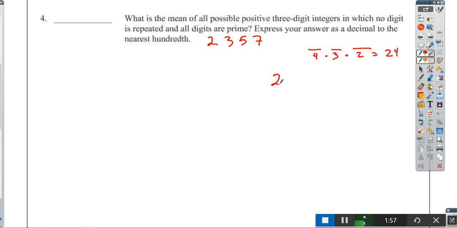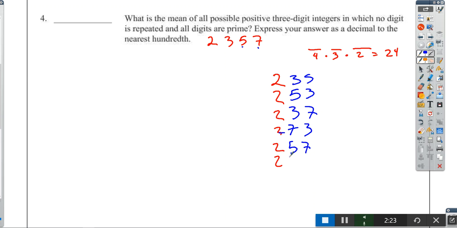So let's say we start with 2 as our first digit. If 2 is our first digit, what are my possibilities? Well, I can go 3 and 5, which means I could also switch that, do 5 and 3. I could do 3 and 7, and that would give me 7 and 3 as well. And then I could also have 5 and 7, and I could switch that and have 7 and 5. So let's take a look at these 6 numbers and see if I can find a pattern here.